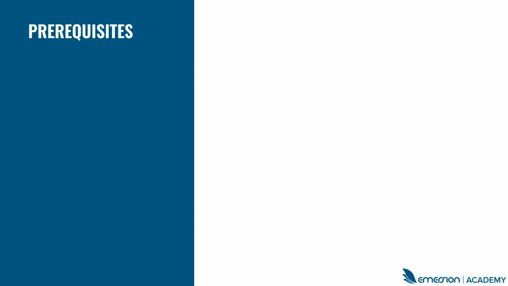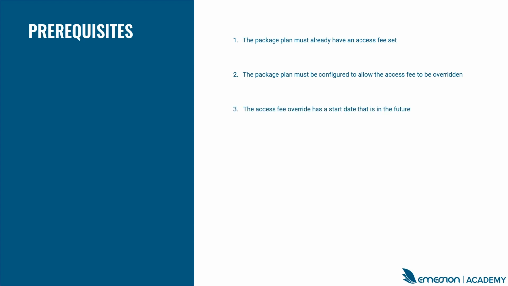So before you get started with creating your access fee overrides, there are just a couple of prerequisites. The package plan must already have an access fee set. The package plan has to be configured to allow the access fee to be overridden. And the access fee override has a start date that is in the future. So again, we can't backdate it.